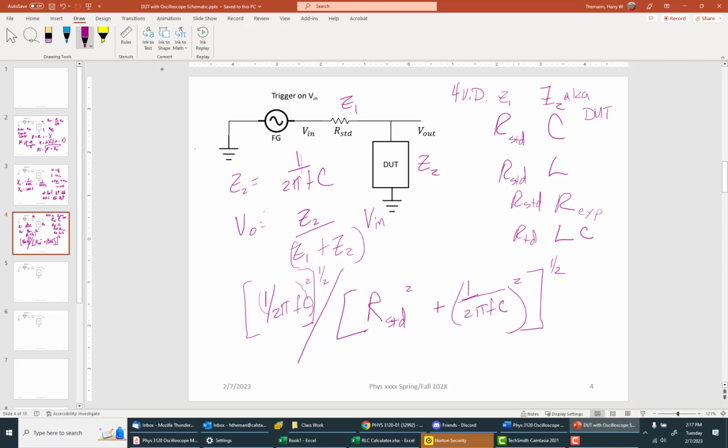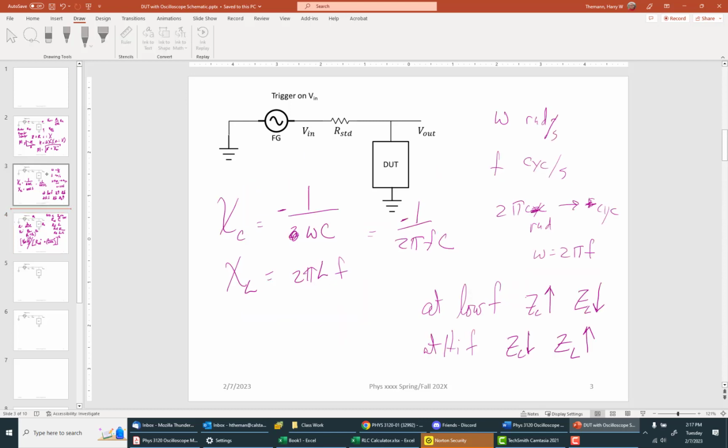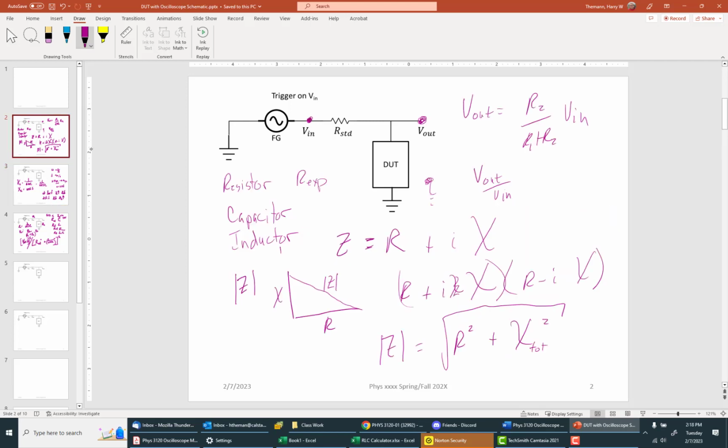Yeah, but the larger expression. No, just the entire thing. The 1 over 2 pi fc squared plus R squared? Oh yeah, that is Z1 plus Z2. I have to add them in quadrature because one's on the real axis and one is on the complex axis. That was from here. Yeah, see it right here?